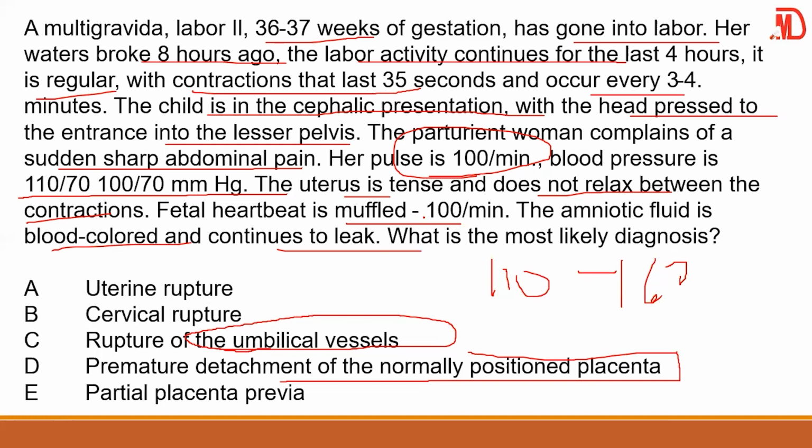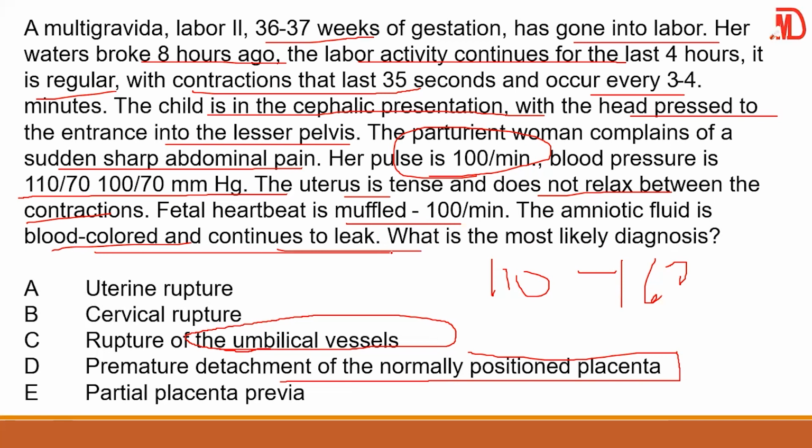But like I said, for me, I was thinking of this as a rupture of the umbilical vessel. When I first saw it, I was thinking of the umbilical vessels being ruptured because there is blood and it is leaking. That means there's bleeding somewhere. That's the whole point. And that bleeding could only come out from the vessels, isn't it? That was what I was thinking about. But like I said, I stand to be corrected again.